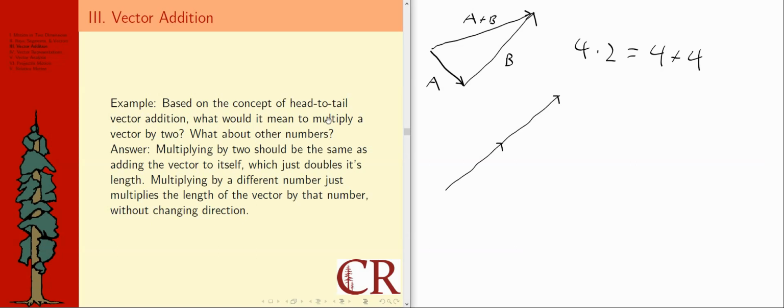It says multiplying by 2 should be the same as adding the vector to itself, which just doubles its length. Multiplying by a different number just multiplies the length of the vector by that number without changing direction. So that's the key thing here: if you multiply by a number, whatever result you get will still be a vector pointing in the same direction as the original vector you started with.